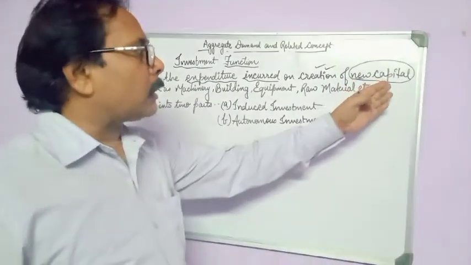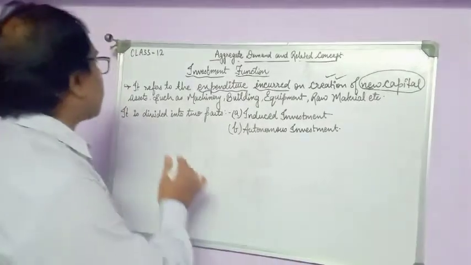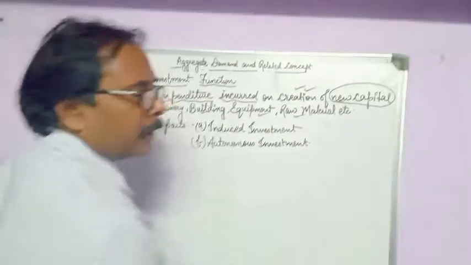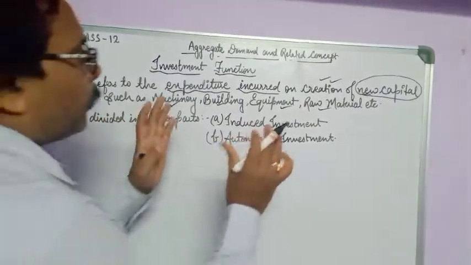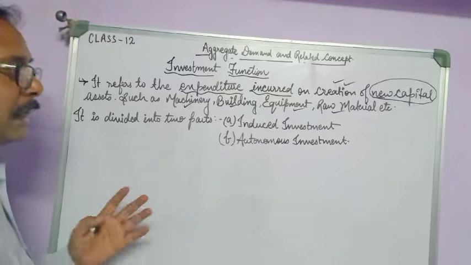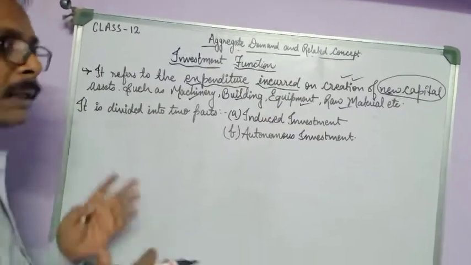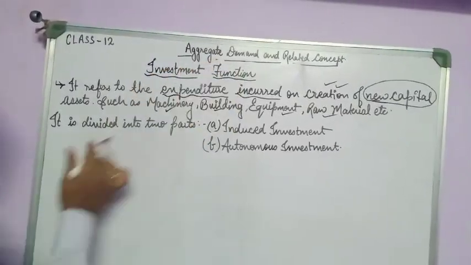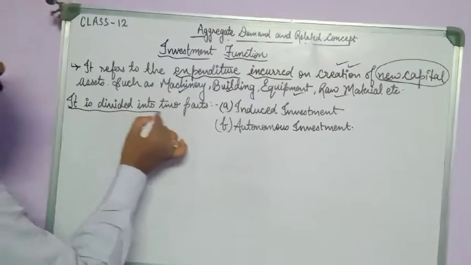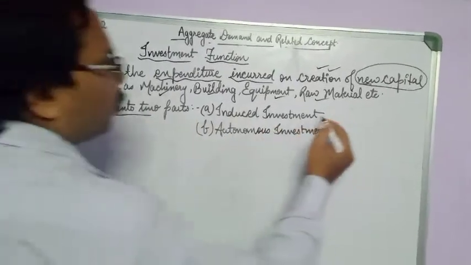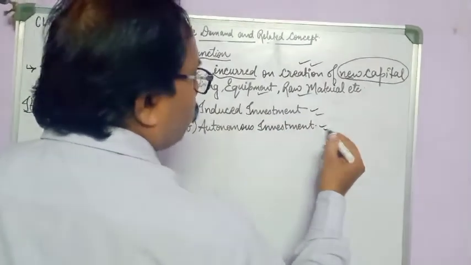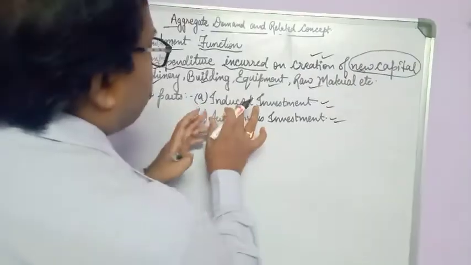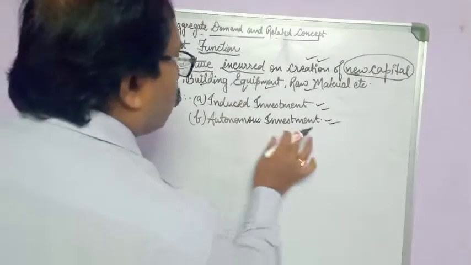So what are our capitals? Our capitals may be machinery, building, equipments, raw materials, etc. This is the most important thing to increase the size of the business, to increase the output, to increase the productivity. So the investment function has two heads, that is the induced investment and the autonomous investment. Now you have to understand the difference between the induced investment and autonomous investment.